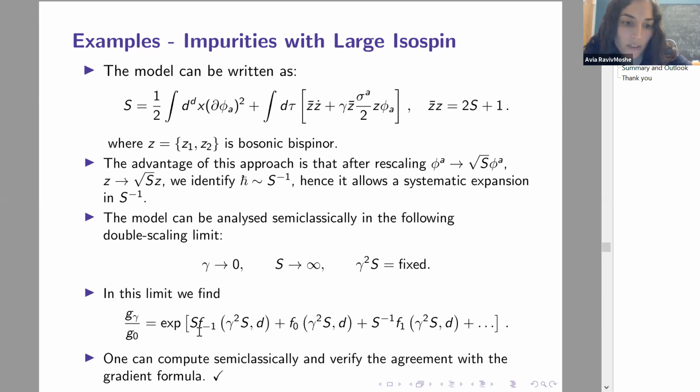And these F functions, F-1, F0, etc., are regular functions that depend only on the parameter that we kept fixed, gamma squared S, the double scaling parameter, and the number of space-time dimensions T. Now one can calculate these functions order by order in a semi-classical expansion and verify the agreement with the gradient formula.